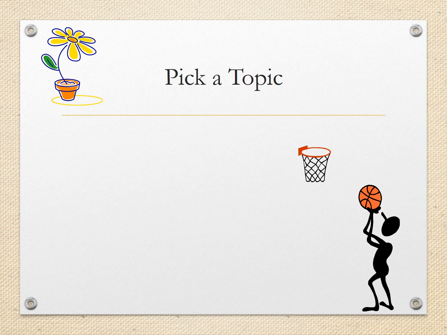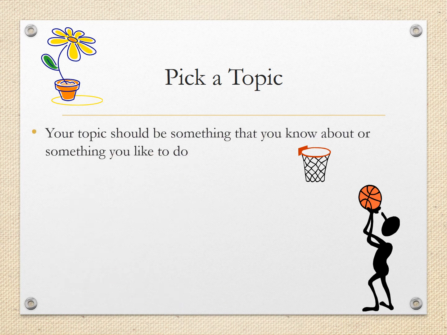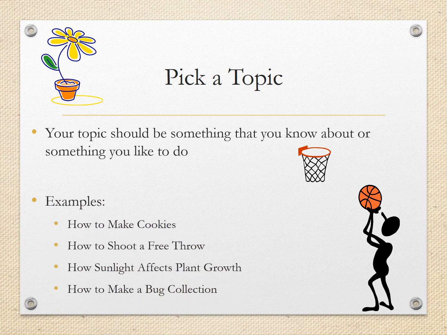Pick a topic. Your topic should be something that you know about or something that you like to do. Try to think of something that is one of your favorite activities or hobbies. Here are a few examples: how to make cookies, how to shoot a free throw, how sunlight affects plant growth, or how to make a bug collection.